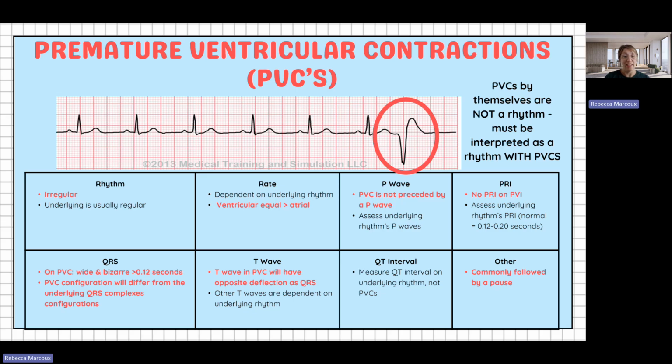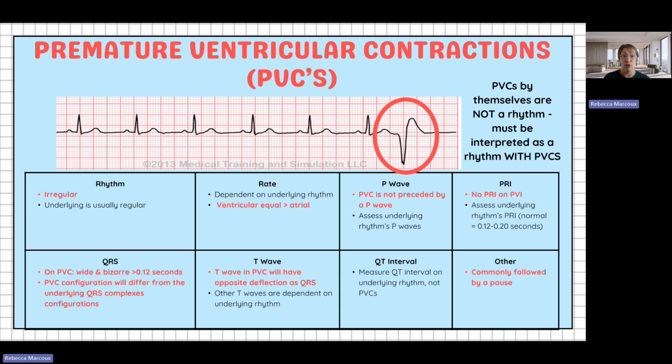The rate, again, is going to be dependent on our underlying rhythm. However, because our PVCs, or premature ventricular contractions, do not have a P wave, your ventricular rate is technically going to be greater than your atrial rate. Our P wave, again, assess your P waves in your underlying complexes.